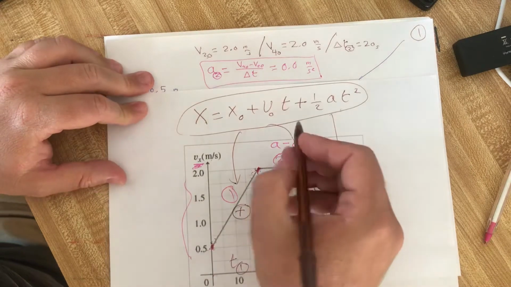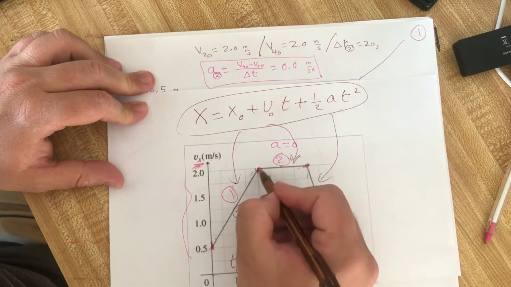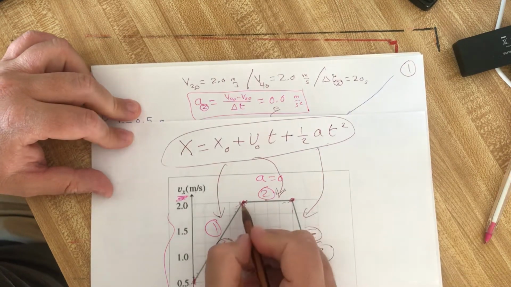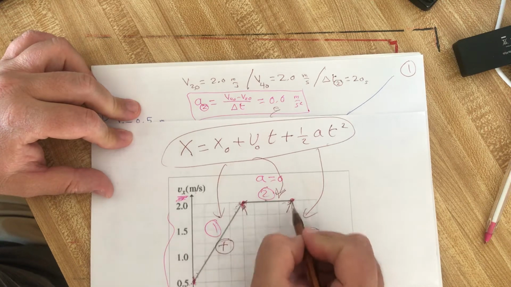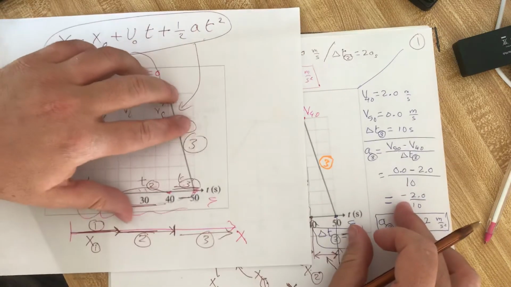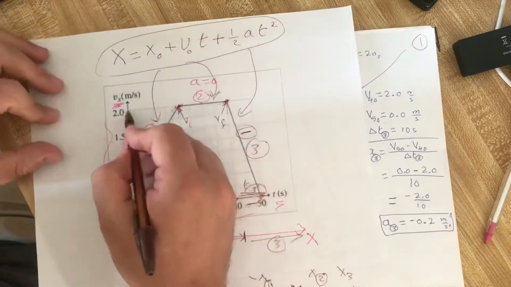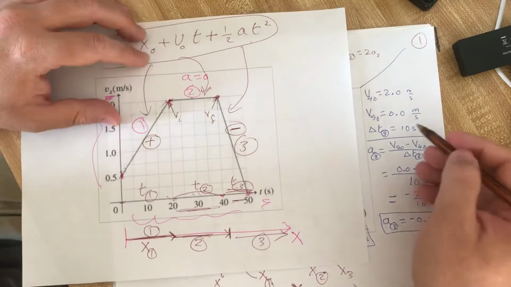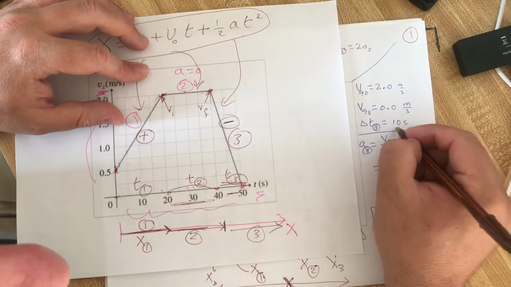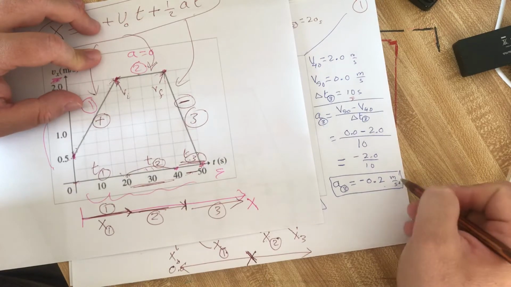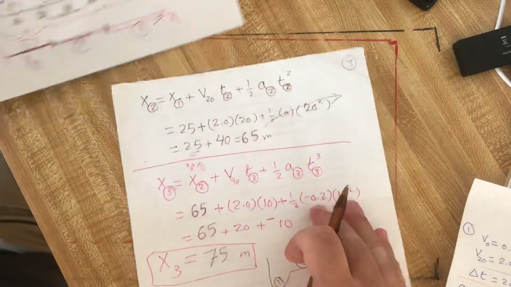And then I need to compute the acceleration in the second part. It will be 0 in the same way. This is v initial in this case, and this is v final. Also, for the third part, this is v initial, which is 2, and this is v final, which is 0, from 40 to 50, and the time period is 10. I can compute the acceleration. It will be negative 0.2 meter per square second.